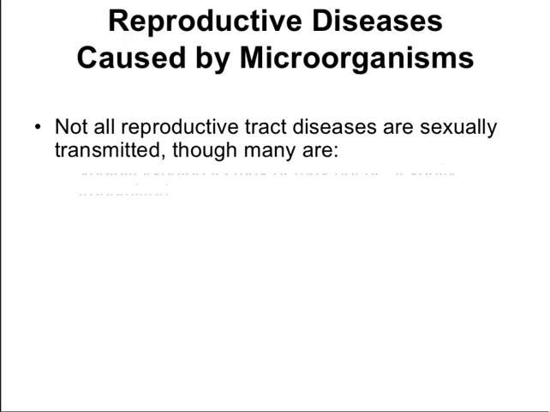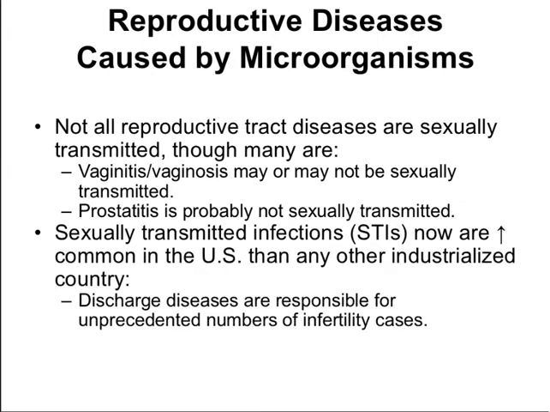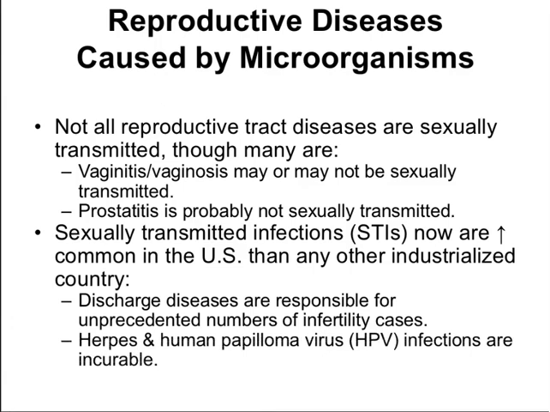Not all reproductive tract diseases are sexually transmitted, but many of them are. Vaginitis may or may not be sexually transmitted. Prostatitis is not sexually transmitted. STIs are increasingly common in the United States and other industrialized nations. Discharge diseases are responsible for unprecedented numbers of infertility cases, primarily because they produce scar tissue in the reproductive tract, and that can impede the movement of gametes through the tract and impede fertilization.